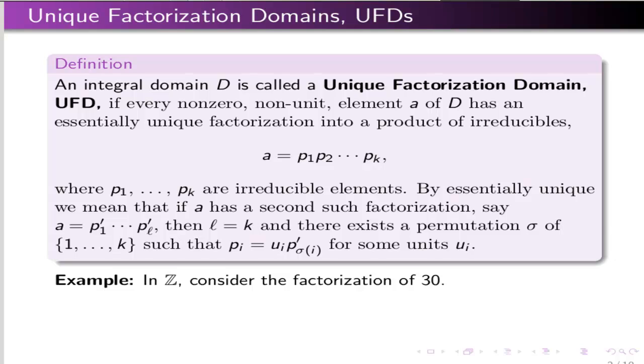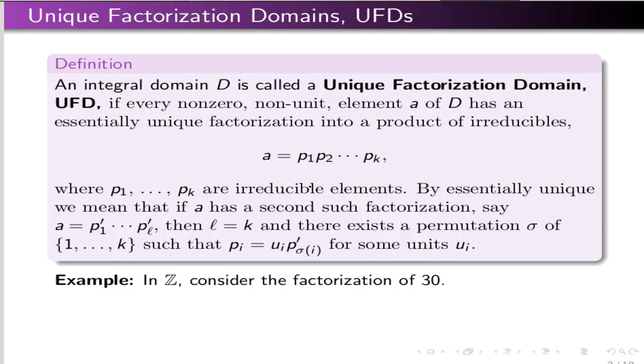So an integral domain is called a unique factorization domain if every non-zero, non-unit element A of the domain has an essentially unique factorization into a product of irreducibles. So A equals P1 times P2 times ... up through Pk, where P1 through Pk are irreducible elements.